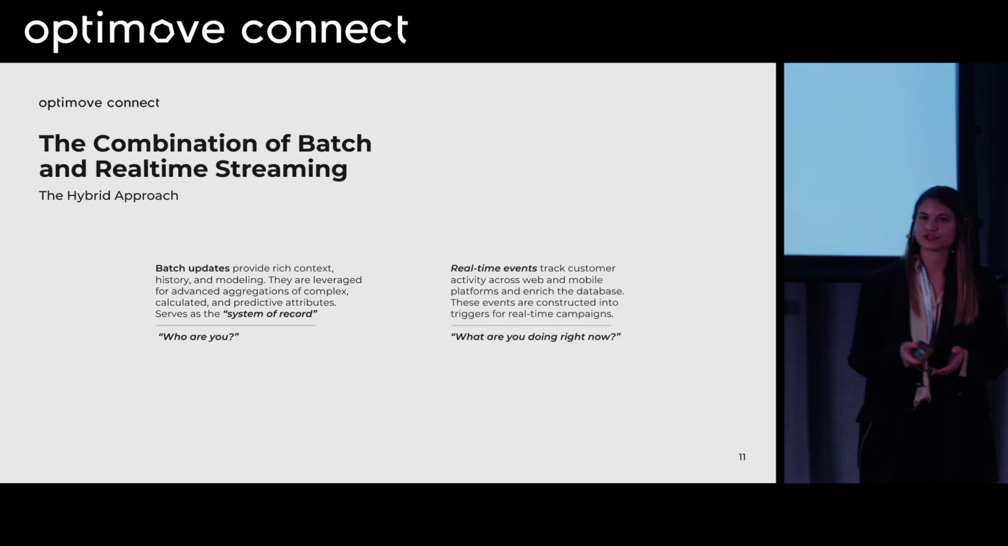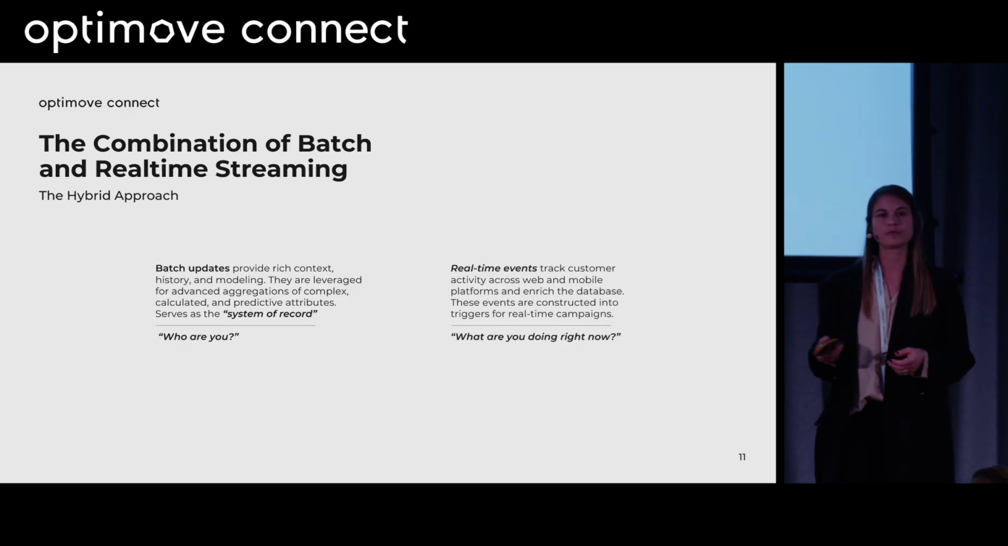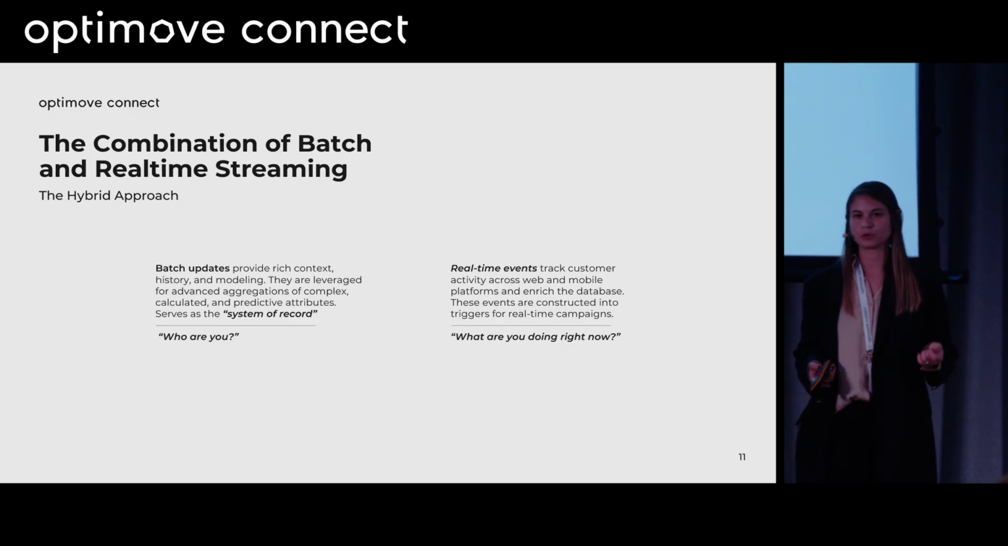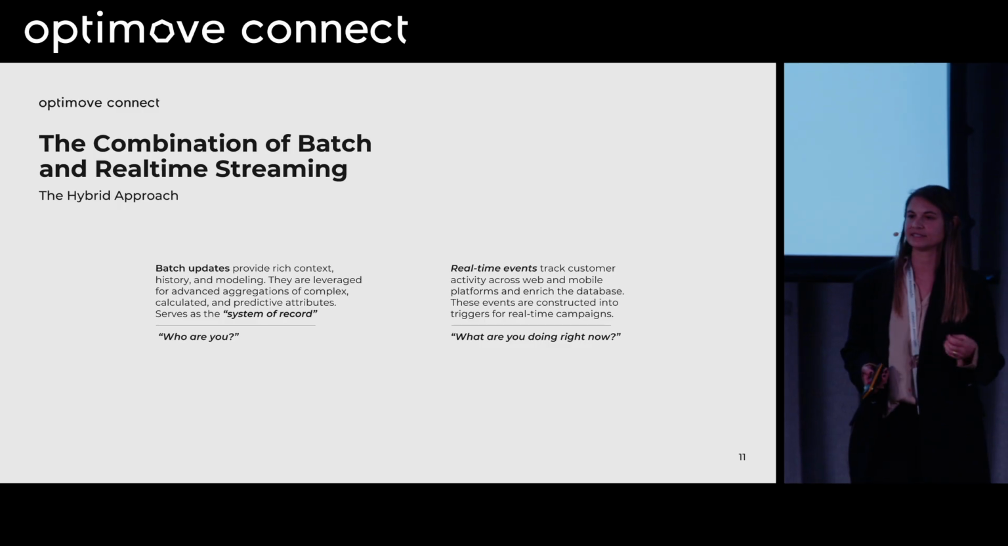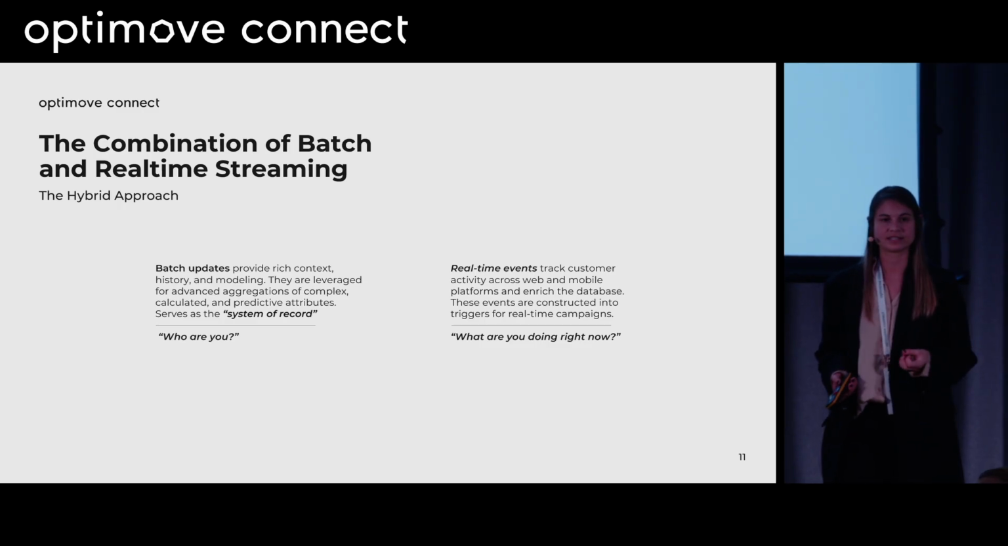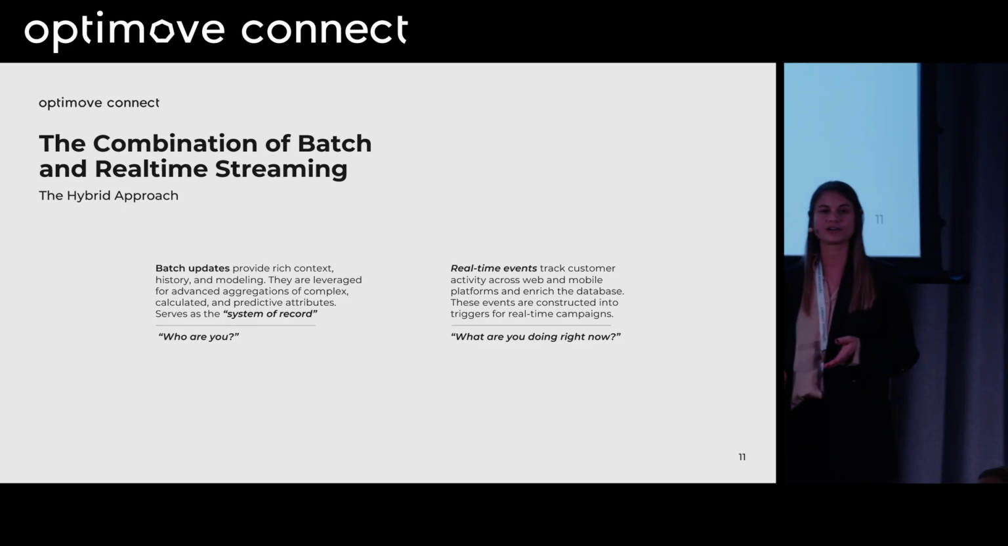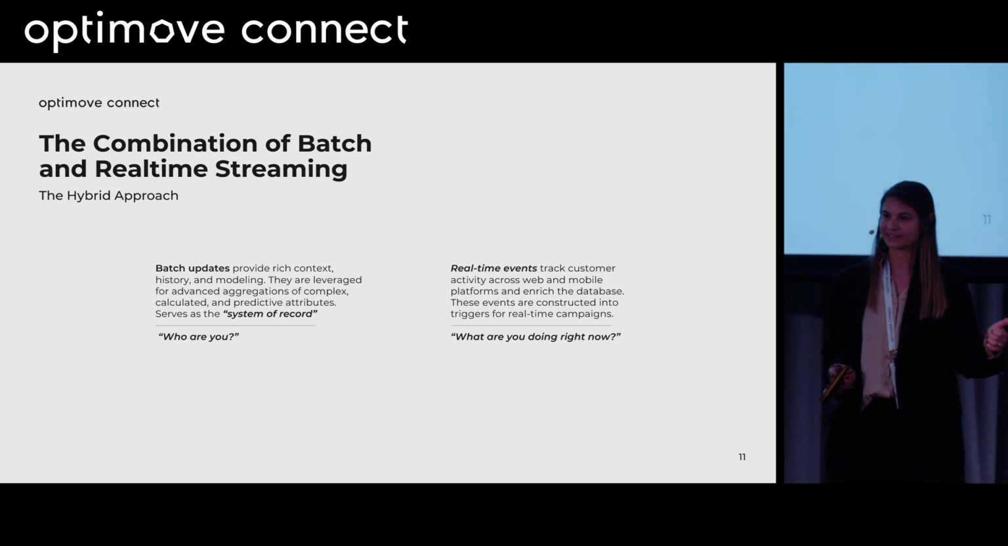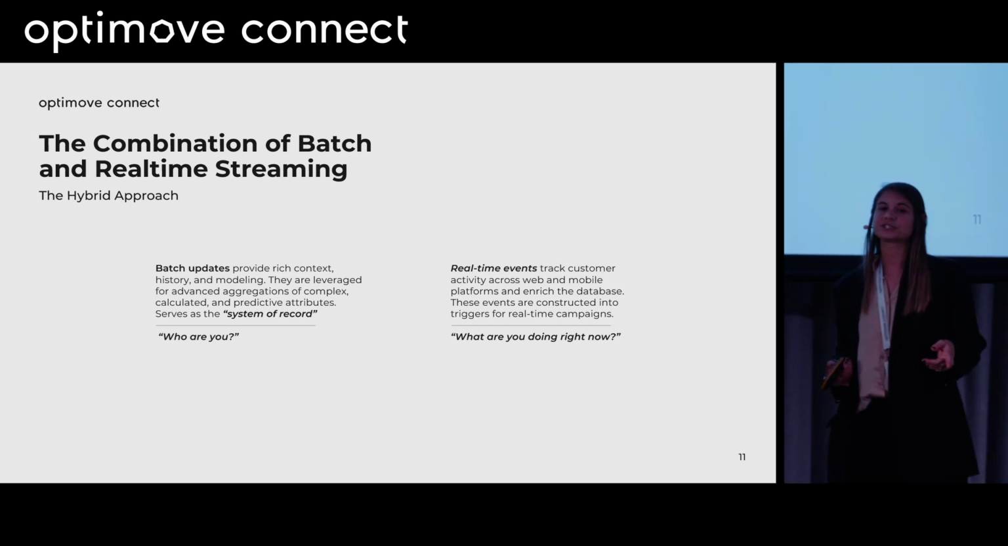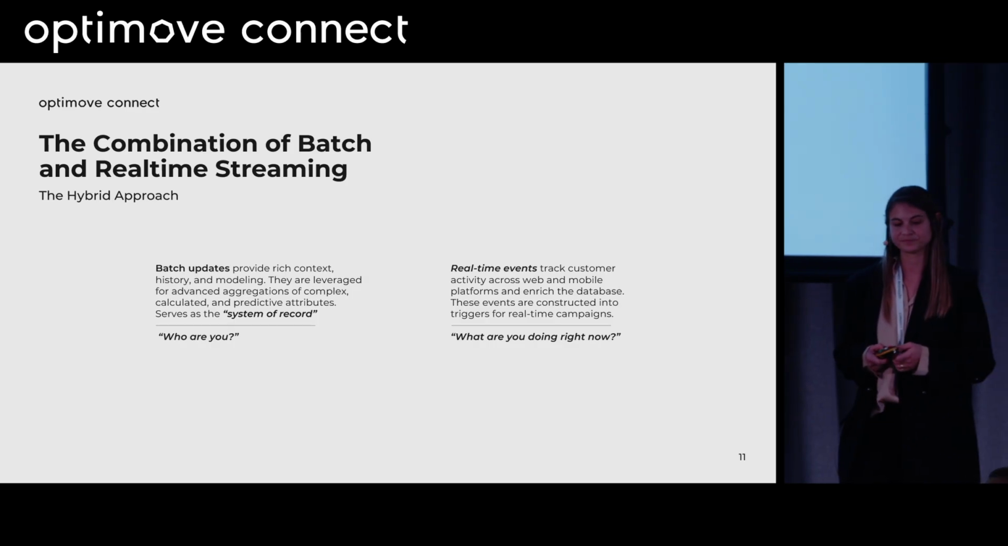Now, real-time data tracks a customer's activity across web, mobile, and other platforms in the moment. Real-time events make sure your data is always in motion. And this dynamic data gives us insight into immediate behaviors, such as browsing a product, abandoning a cart, visiting a page, like the example reviewed before, making a transaction, or completing a registration.